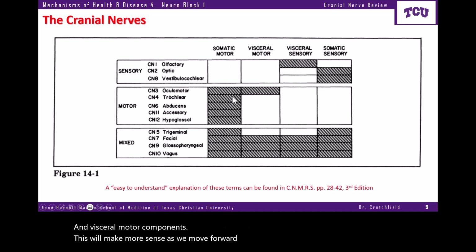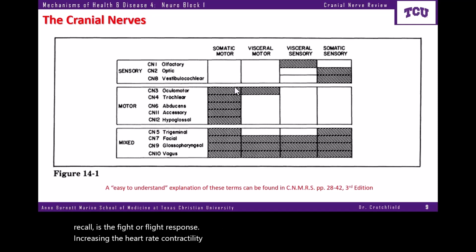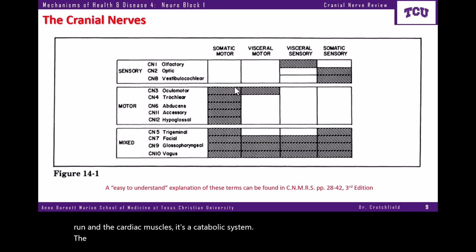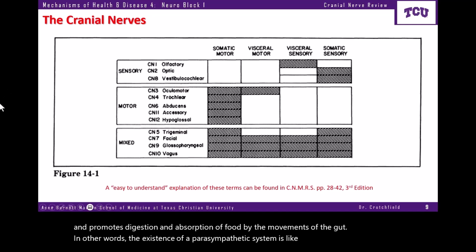The sympathetic nervous system, as you recall, is the fight or flight response, increasing the heart rate, contractility, and moving blood to the striated muscles when you run, and the cardiac muscles. It's a catabolic system. The parasympathetic system, i.e. cranial sacral nerves, is an anabolic system. It slows the heart and promotes digestion and absorption of food by slowing the movements of the gut. In other words, the existence of a parasympathetic system is like the brakes on an automobile.